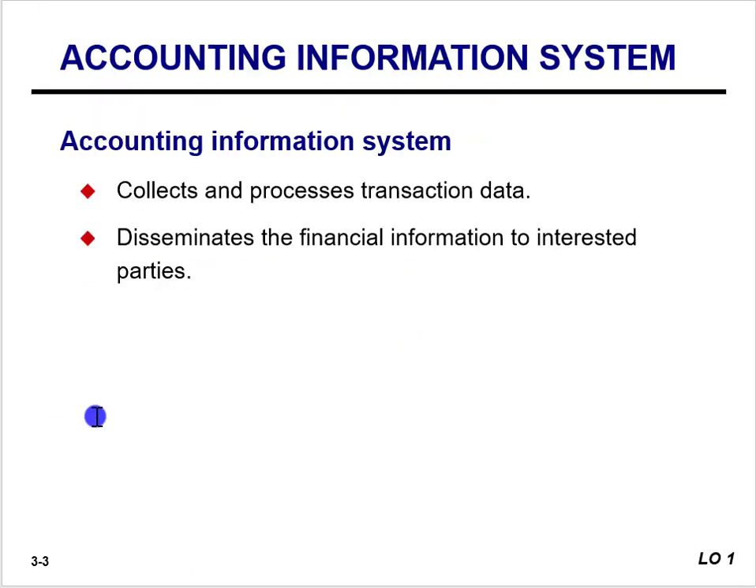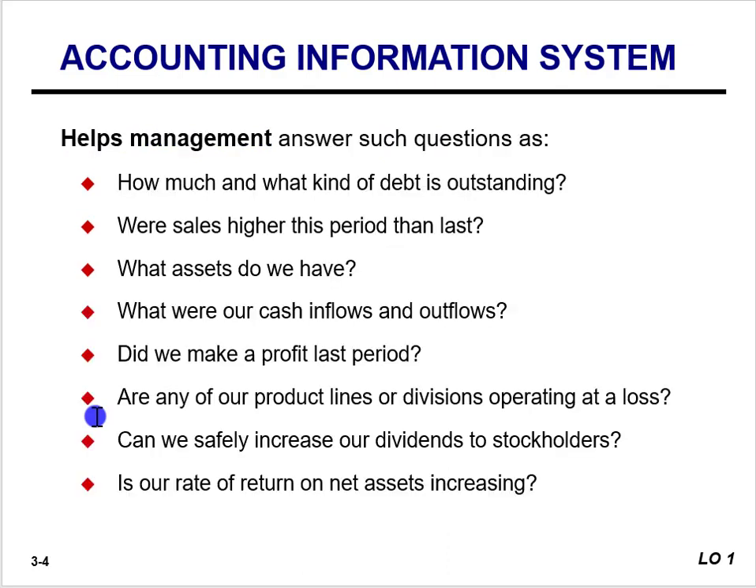So the accounting information system collects and processes transaction data and disseminates the financial information to interested parties. It helps management answer such questions as how much and what kind of debt is outstanding, were sales higher this period than last period, what assets do we have, what were our cash flows or inflows, did we make a profit last period, are any of our product lines or divisions operating at a loss, and can we safely increase our dividends to stockholders, is our rate of return on net assets increasing. So basically it answers all types of financial questions that management may have.